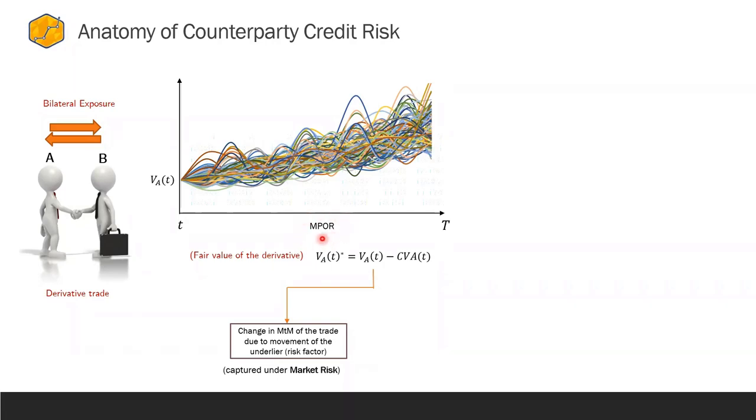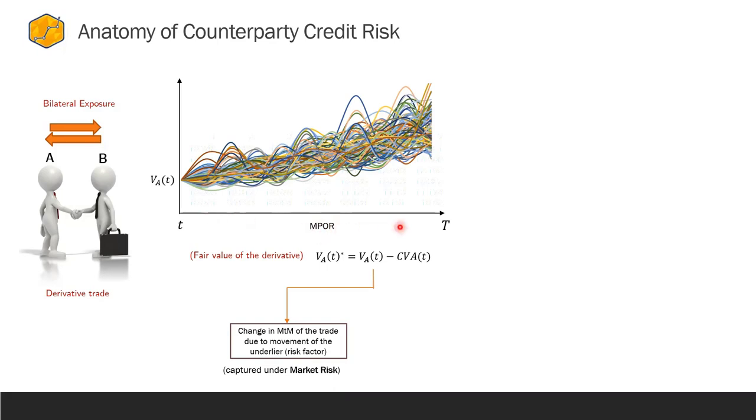MPOR tells you, from today, if the counterparty defaults in future, based on your margin agreements, how soon you will be able to discover that default event and be able to replace all your existing trades based on the current market prices in the market. That entire period is called MPOR. In this entire period, you remain vulnerable. Okay, so there is a calculation behind this.